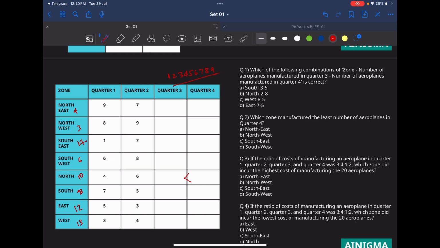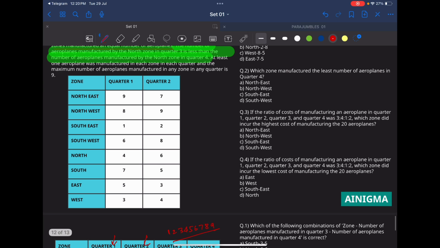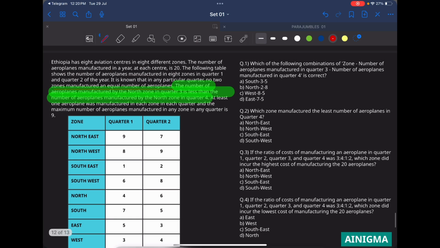Now, first thing is that 4, we can make 4 from 2 possibilities. Either this can be 1 or 3, or it can be 3 or 1. So 4 can be made by 1 and 3, or with 3 and 1, or it can be made with 2 and 2. 2 and 2 is also another possibility, which is definitely possible, because the only value that should be unique is this. You can't repeat the values within a column, as I've said: look at this, the following table shows the number of aeroplanes manufactured in 8 zones in Q1 and Q2.